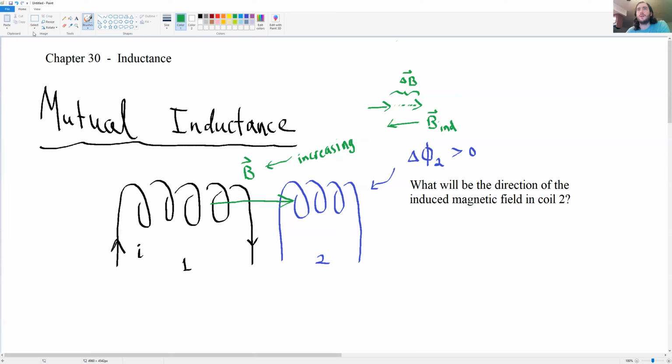Okay, so let's go ahead and now clean this up a little bit. So B is increasing, and that gives rise to an induced magnetic field over here in this coil. And based on how I drew this, at the top, the current is going in. So the current is going in this direction here, like this. We'll call this one I2. I'll call this one I1.